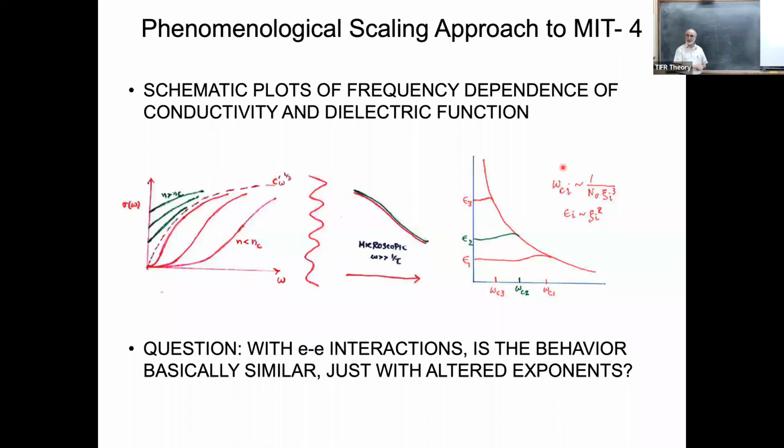Of course, we did it for non-interacting electrons by using a diffusion picture. But even for interacting electrons, the diffusion picture with corrections is what one uses. Okay. So now the question is, with electron-electron interaction, is the behavior just the same with slightly different exponents? Is that the only thing that's going to happen? That's a very valid question to ask.